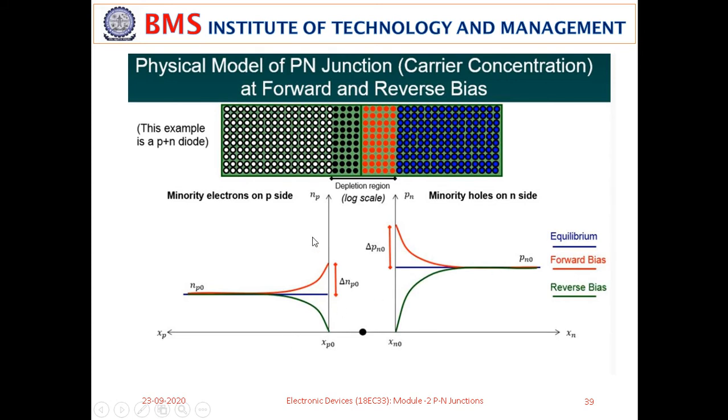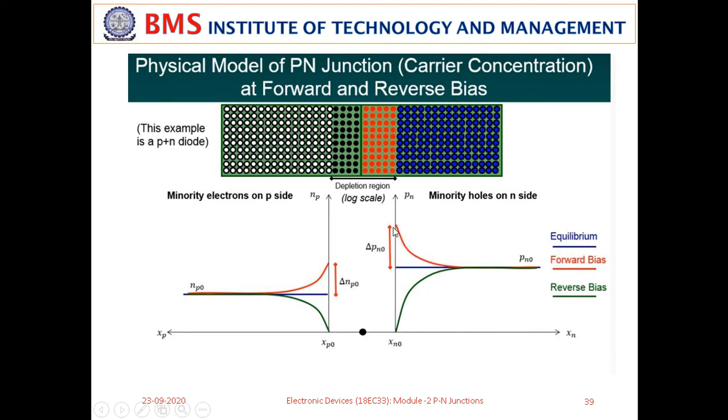On the P side also you can observe it starts from negative and approaches the equilibrium condition, which is NP naught. Both lines approach the equilibrium condition, but not at the edge of the depletion region, but as you move deeper into the neutral P region. Same thing happens here also. So this complete graph shows the concentration of minority carriers, that is holes on the N side and electrons on the P side, under both forward bias and reverse bias condition.